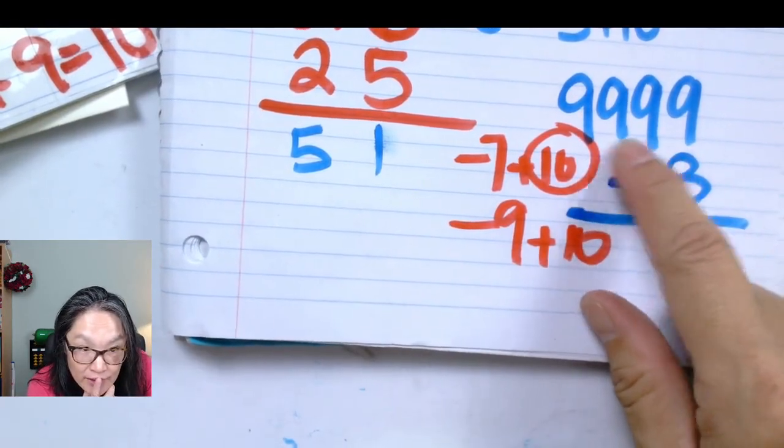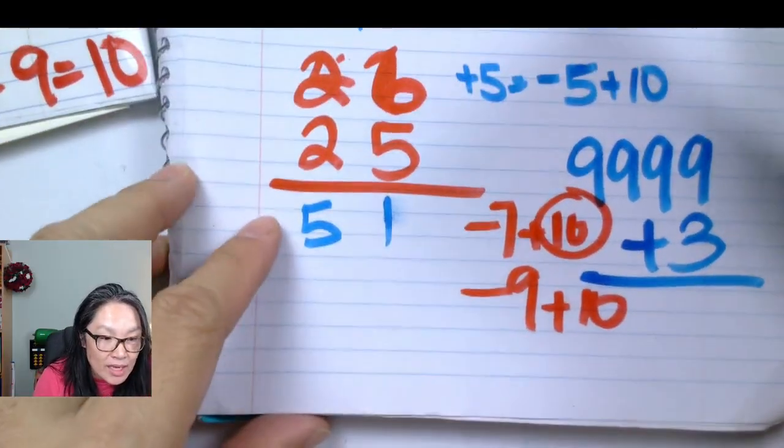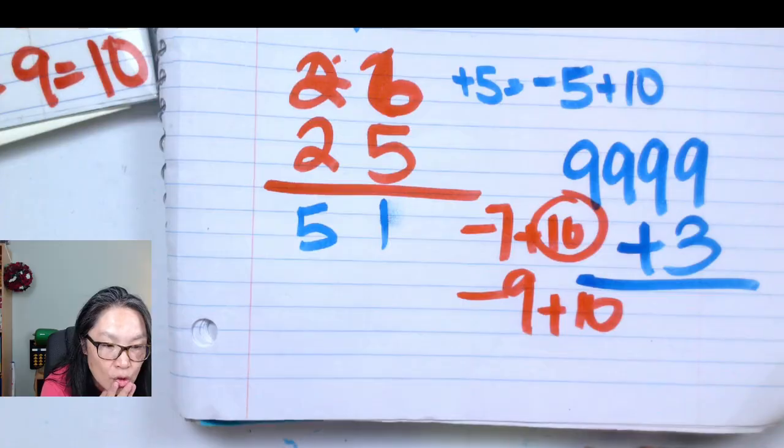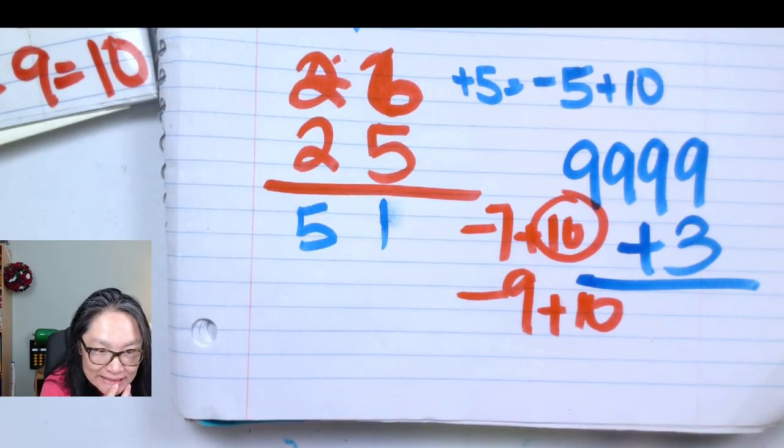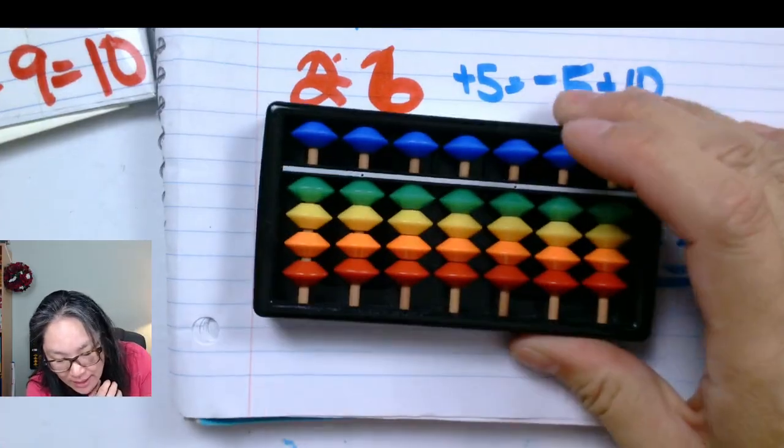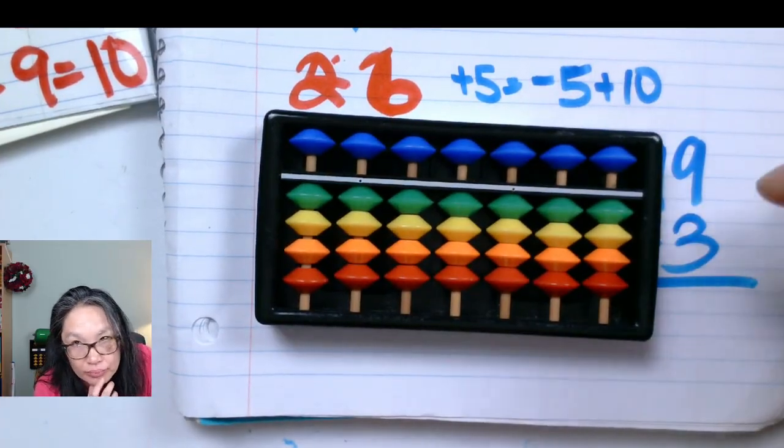So this is why it's kind of fun. When teaching abacus to young children, how do they show their work? They don't. They have to follow what the teacher says, right? They can use the abacus to check themselves.